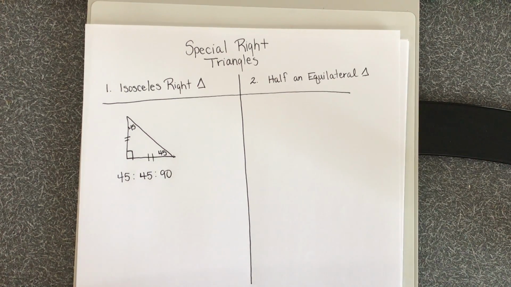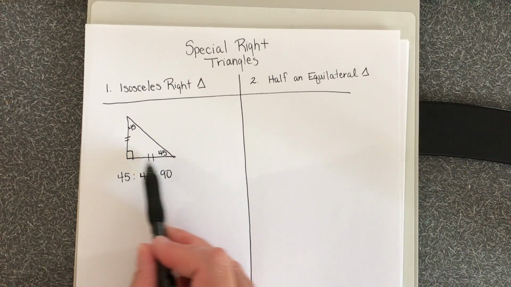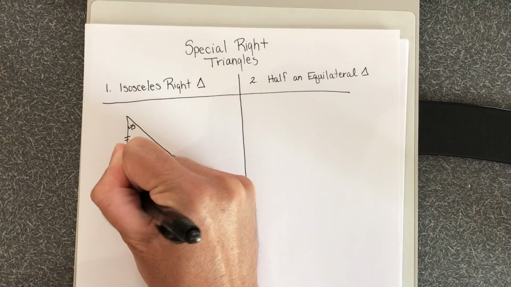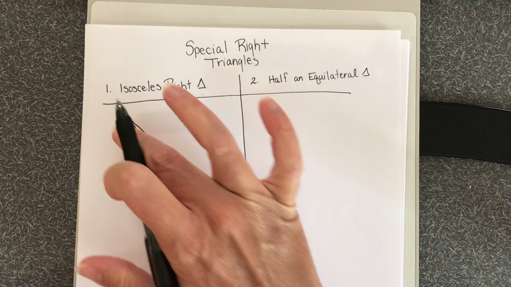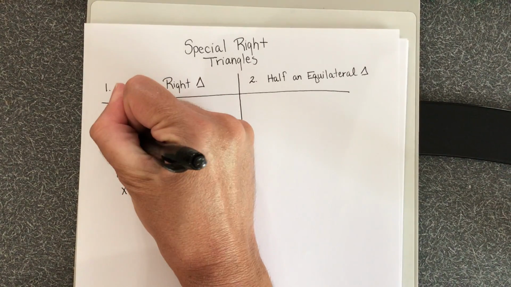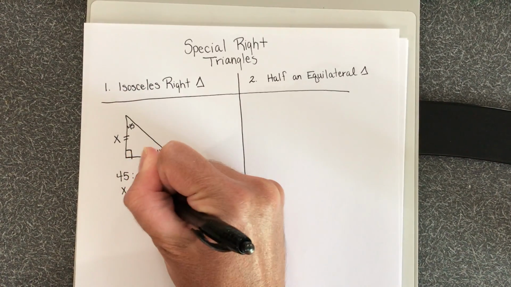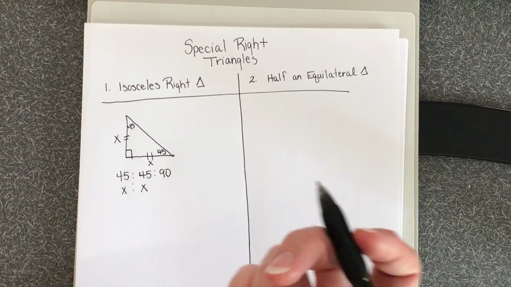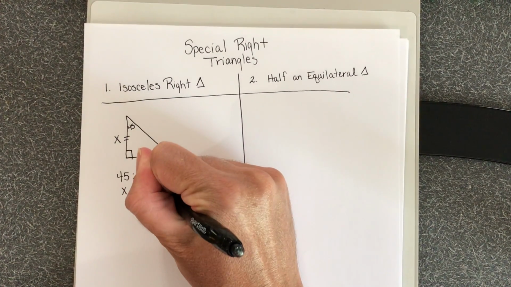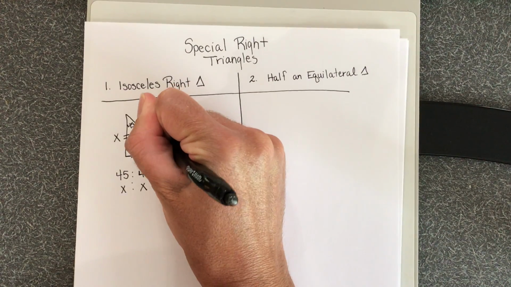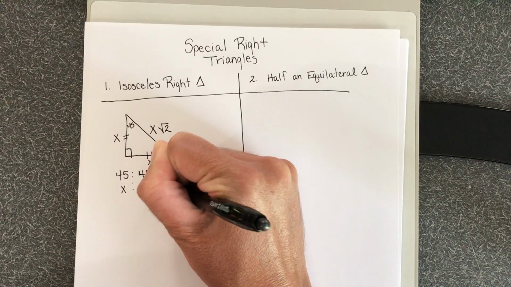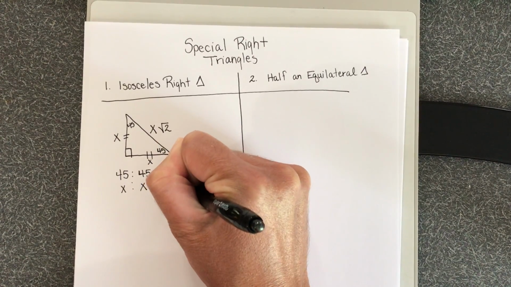And so the ratio of the sides, so if this side length was x, then because these two side lengths are the same, that also has to be x. And then what we found out every single time was the hypotenuse was always the length of the leg times the square root of 2, or x times the square root of 2.